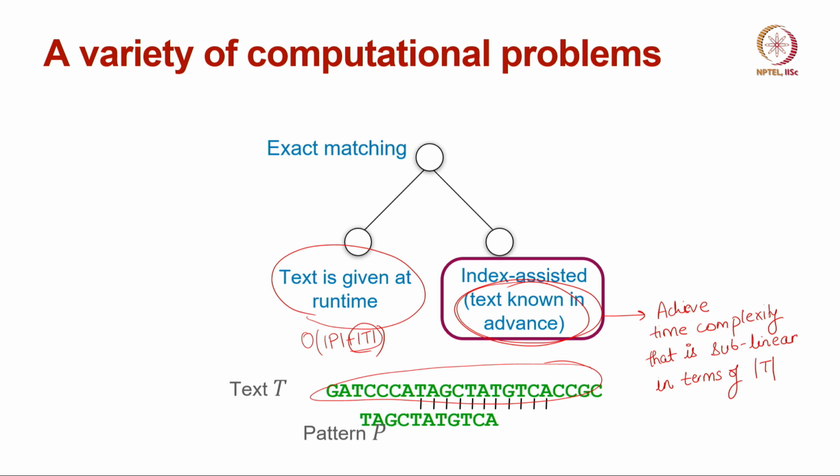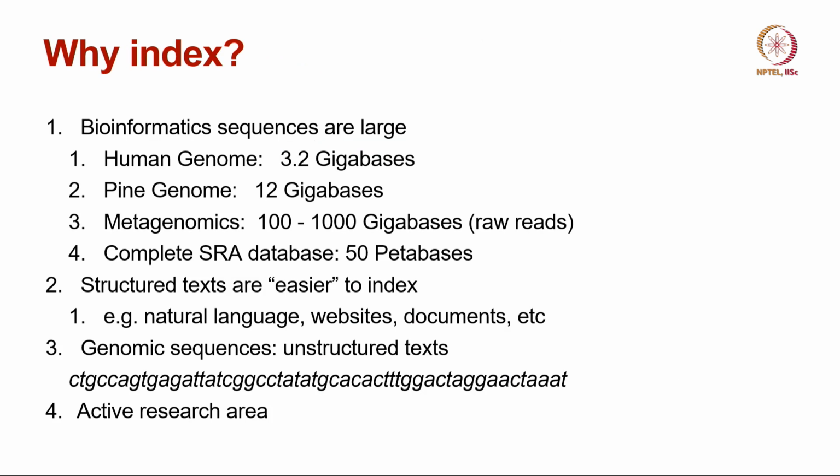Okay. So, let us start this discussion, and first let us see why we want to index. One key argument here is that bioinformatics sequences are very large. For example, the human genome reference is 3.2 gigabases long. So, it has 3.2 billion nucleotide characters. The pine genome is an even longer genome. There we have 12 billion nucleotide characters.